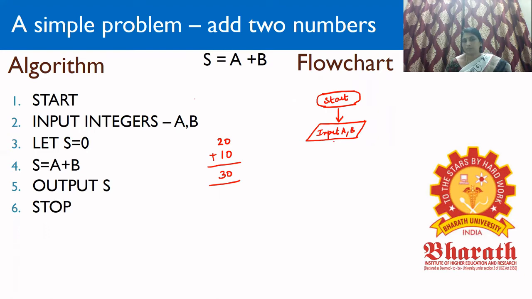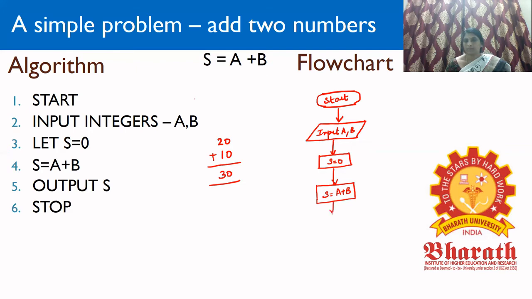Then next comes the process. That is, we are giving s is equal to 0. The process is indicated by a rectangle. So s is equal to 0. Then another process we are doing, that is s is equal to a plus b.